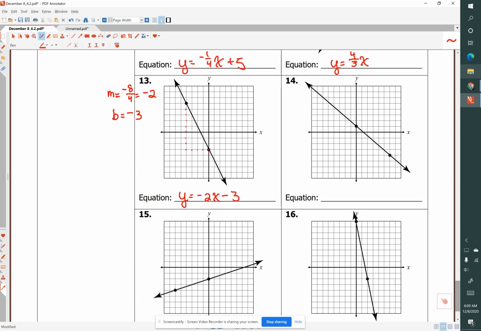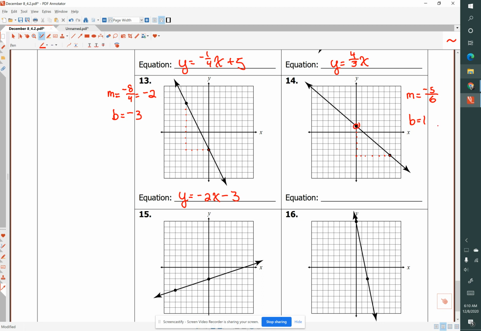And number 14, again, we see that this is a negative slope, and our rise, which is -1, 2, 3, 4, 5. So we have negative 5 in the numerator. In the denominator, we have 1, 2, 3, 4, 5, 6. So negative 5 over 6 is our slope. And this graph crosses the y-axis at positive 1.